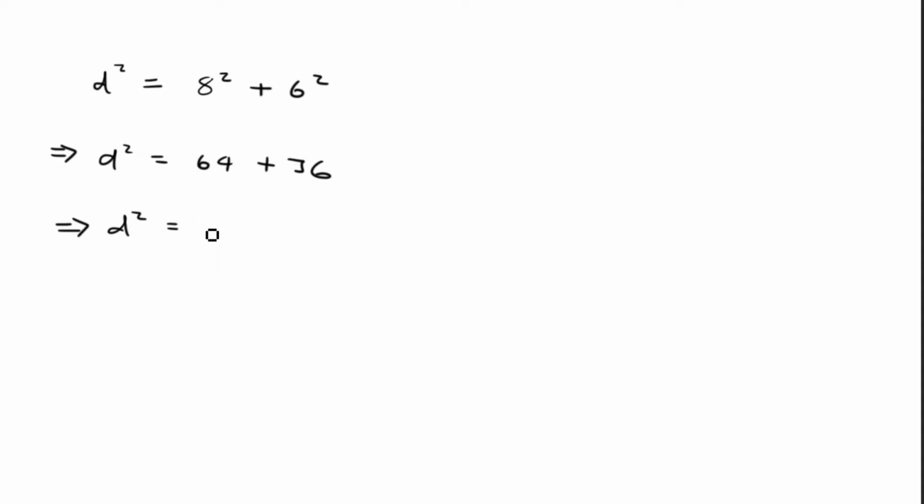So using Pythagoras' theorem, we can see that d squared is 8 squared plus 6 squared. In other words, d squared is 64 plus 36. That means that d squared is 100. So d itself being the square root of 100, it follows that d is 10.